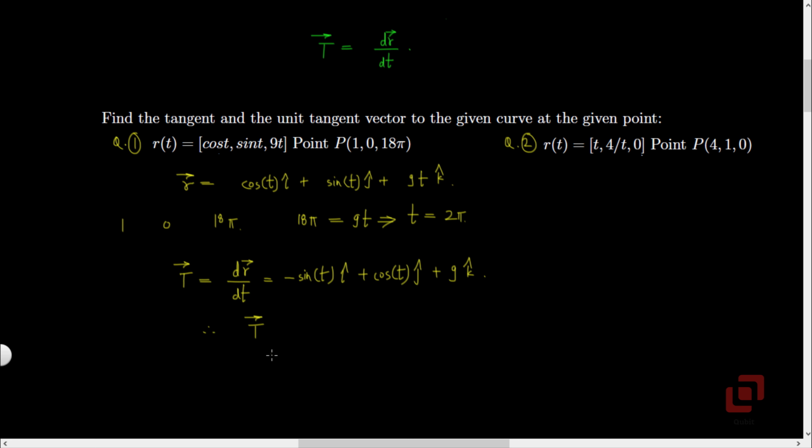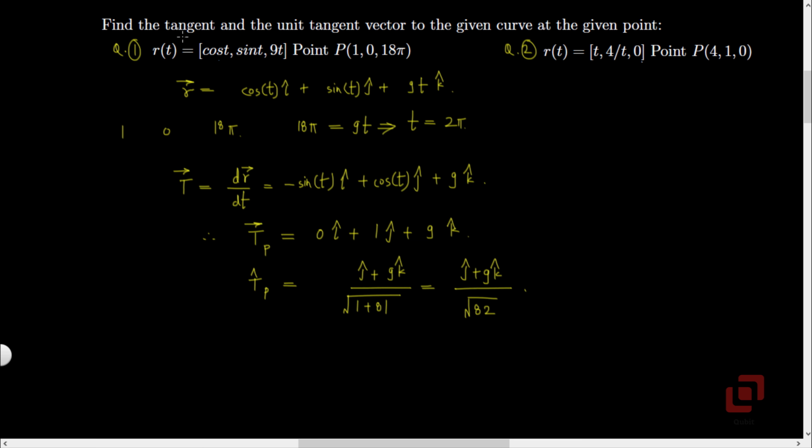Therefore, the tangential vector at point P will be equal to minus sin 2 pi i cap plus cos 2 pi j cap plus 9 k cap, which is 1 j cap plus 9 k cap. To find the unit tangent vector t cap P, we are going to divide this vector by its magnitude. So it will be j cap plus 9k cap upon root of 1 plus 81, or that will be j cap plus 9k cap divided by root of 82.